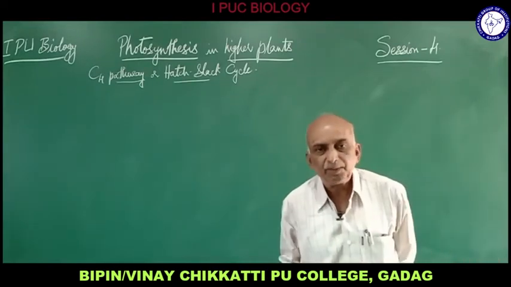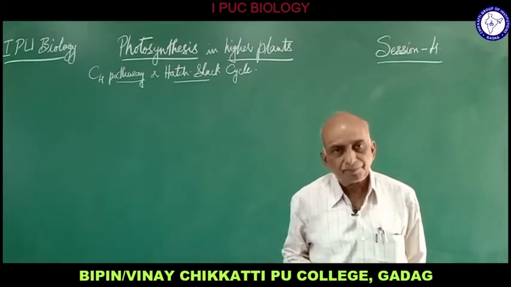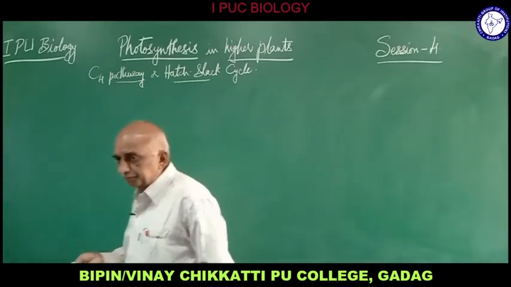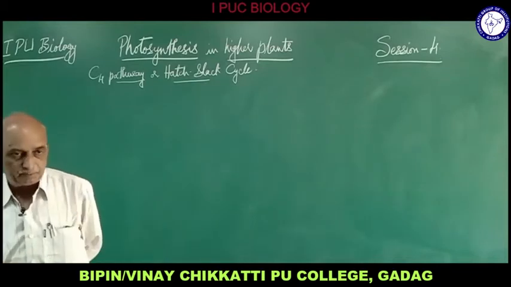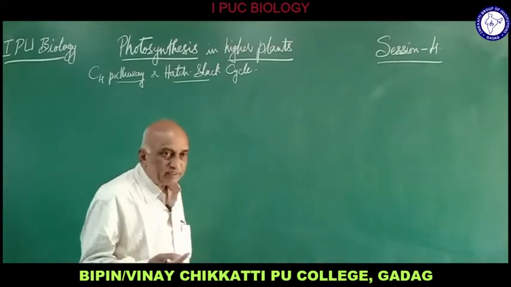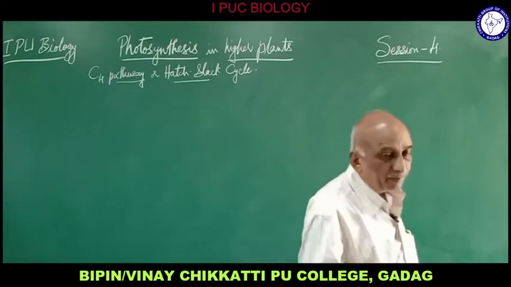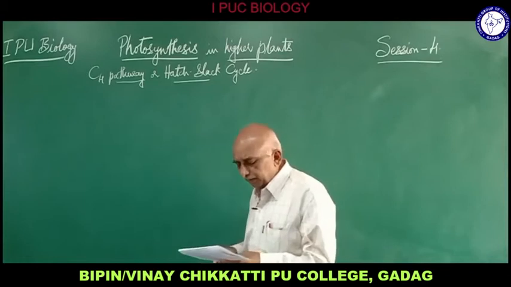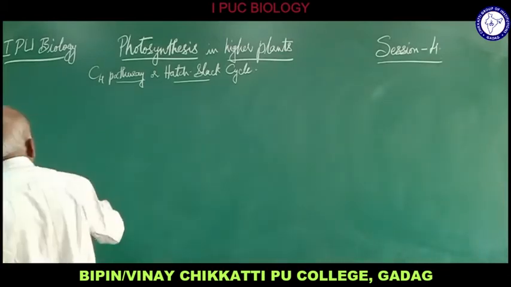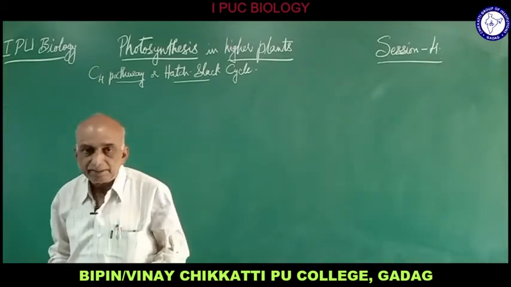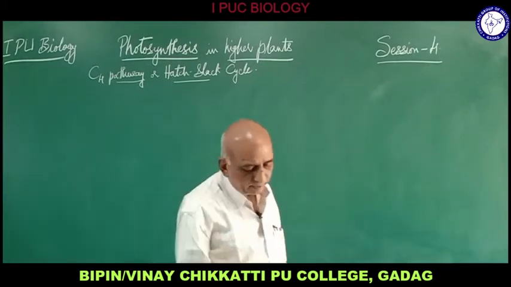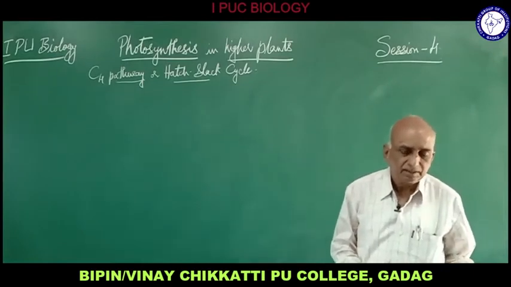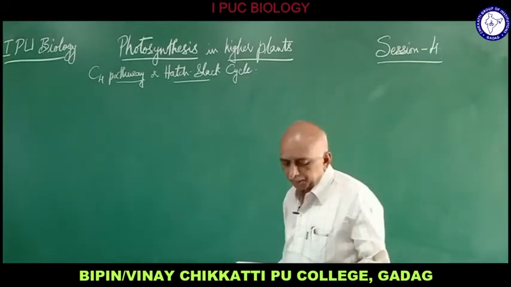The C3 pathway is so called because the first stable compound is a 3-carbon compound. When the first stable compound formed is a 4-carbon compound, then we call it the C4 pathway. In maize, jowar, sugarcane, amaranthus, atriplex and many others, the C4 pathway takes place.